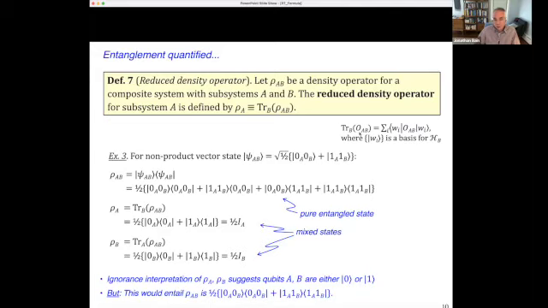Where the partial trace of a bipartite operator is given by tracing out the degrees of freedom of one of the subsystems.